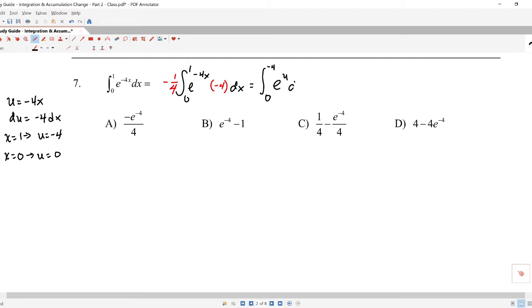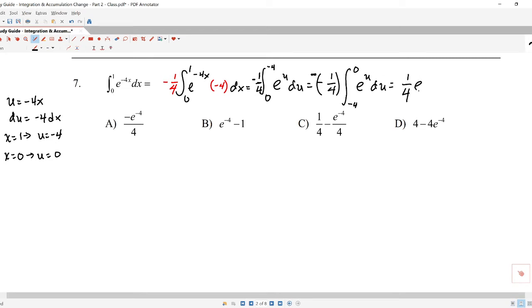So this becomes e to the u du. Okay, and don't forget the negative 1/4 out front. All right, so I get negative 1/4, and we are now going to switch the bounds. So we're going to say from negative 4 to 0 of e to the u du. But remember, when you switch the bounds, we negate. So that's going to cancel out that negative. So I end up getting a 1/4.